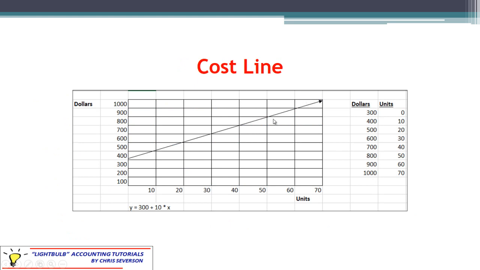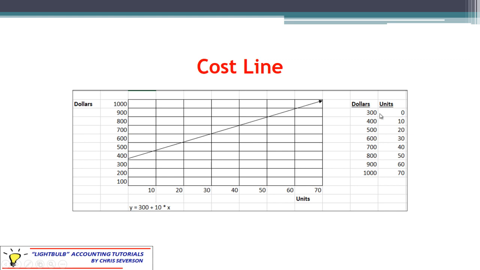So here I have just a basic graph of a line. Now notice that this line, of course, slopes upwards. As we sell more units, our cost increases. But you can see that it intersects the y-axis right at the 300 point. I know it's kind of hard to see there, but it's right about the 300 point. What that tells you is that at 0 units produced or 0 units sold, we still have $300 in cost.